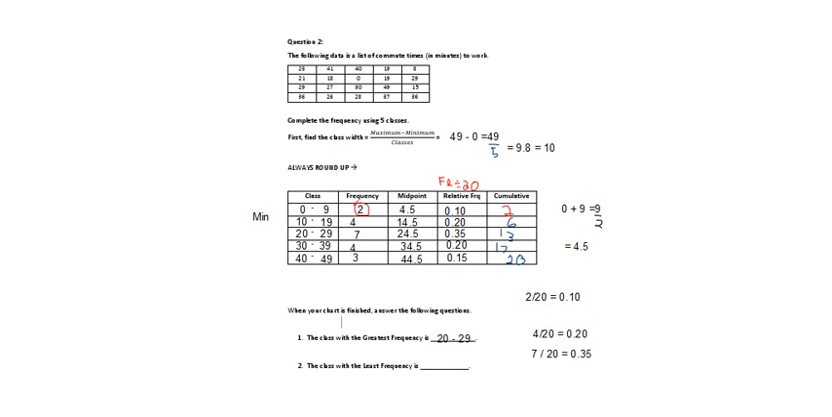And the class with the smallest frequency is 40 to 49 because its frequency was only 3. So we've answered those questions.